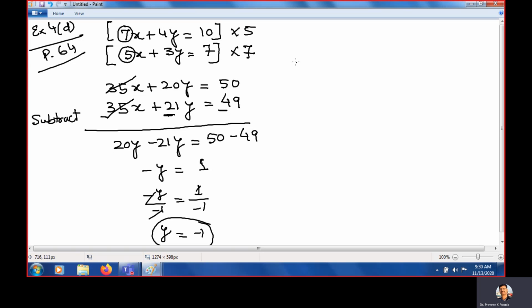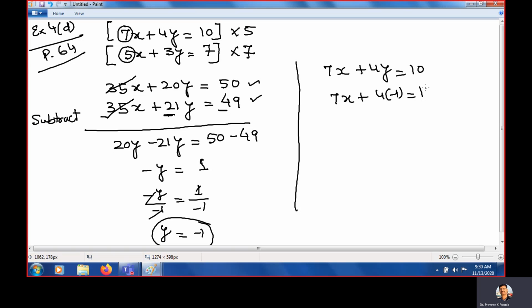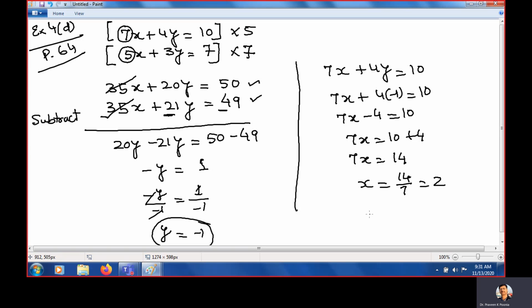Now put the value of y in any equation. 7x plus 4y equals 10. You can put it here also, no problem. It is up to you. 7x plus 4 into minus 1 is equal to 10. So 7x minus 4, 4 into minus 1 is minus 4, and 7x is equal to 10. Minus 4 will change into plus 4. So 7x is equal to 10 plus 4 is 14. So divide by 7. It is 14 upon 7. Answer is 2. So what is the value of x? The value of x is 2.